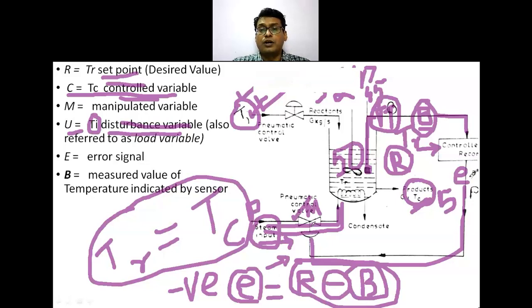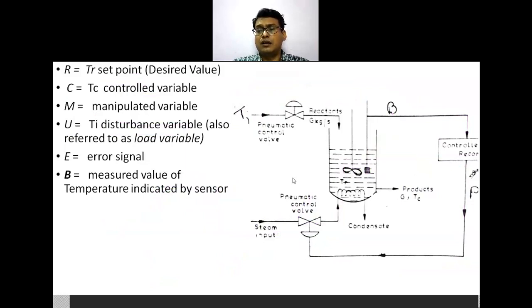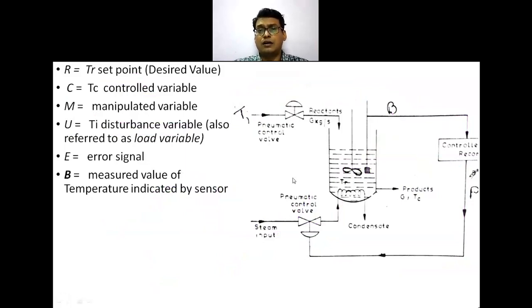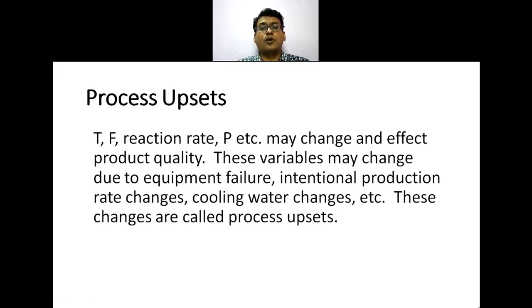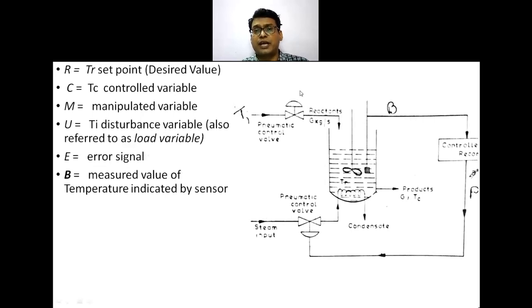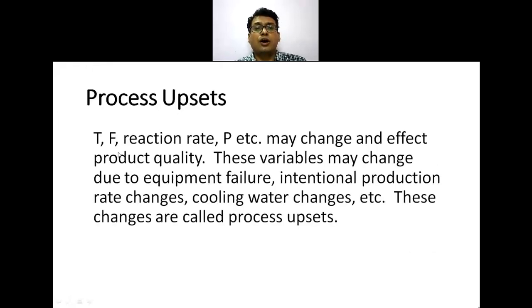Now, in addition to that, we will see the different process upsets. In this, the load variable is your temperature Ti, or sometimes it can be the steam pressure also. So temperature, flow rate, reaction rate, pressure, etc., are going to change the product quality. These are your process upsets. The failure of the equipment or the process may be because of these process upsets.